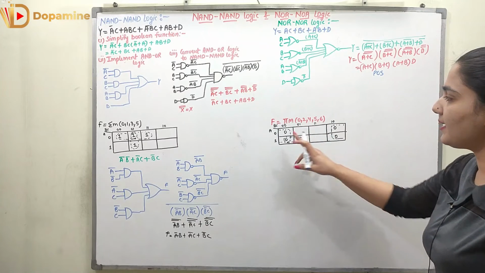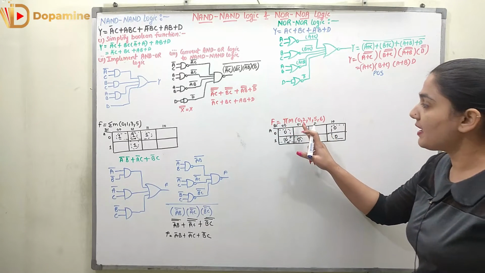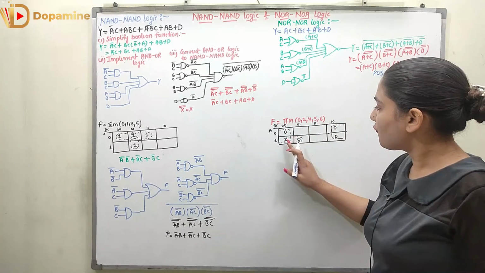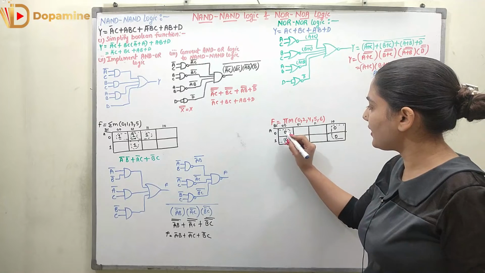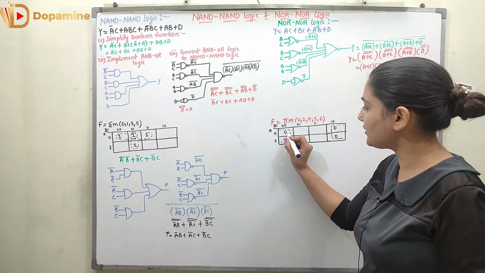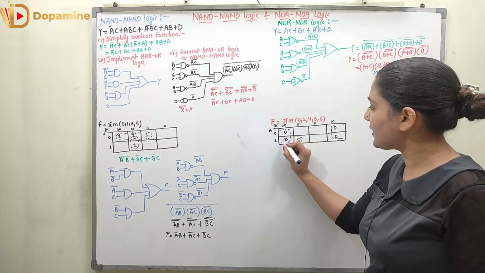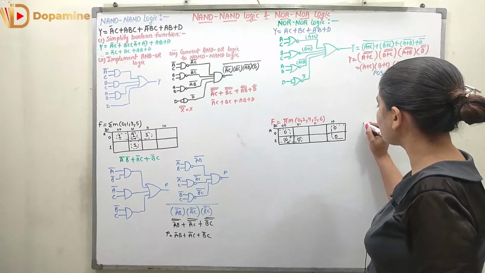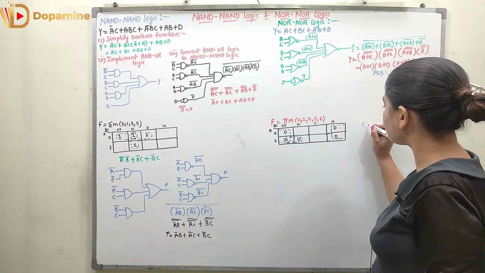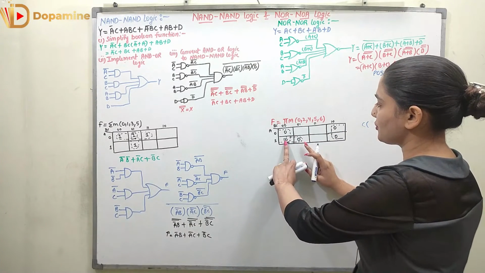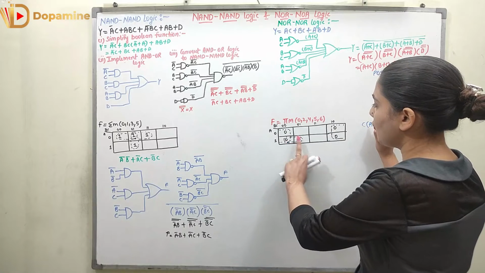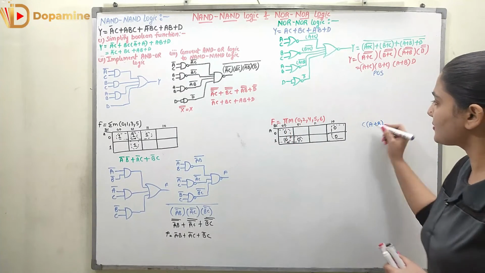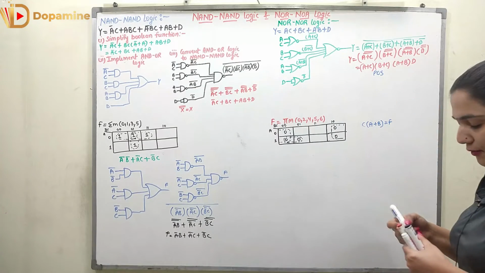Coming to the next example, here we have the function in terms of maxterms. The maxterms given are 0, 2, 4, 5, 6. So now if I want to make the clubbing, these 4 zeros can be clubbed and these 2 zeros can be clubbed. These 4 zeros have only C common, so these 4 zeros are represented as C. And now coming to these 2 zeros, here A is common, and B is common. So it is (A plus B) into C. This is my F, right? So it is in the POS form only.